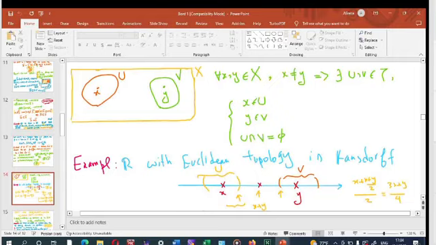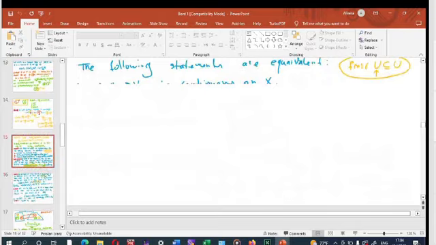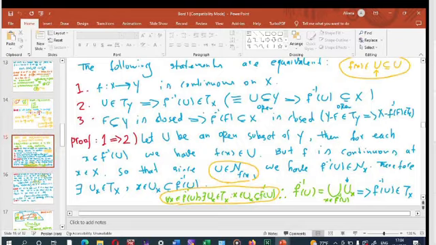This is the definition of a Hausdorff space. And finally, this proposition: the following statements are equivalent. f is continuous. For any open subset U of Y, the inverse image of U must be open, and for any closed subset F, the inverse image of F must be closed. I wrote the definitions and the proof of this for you.